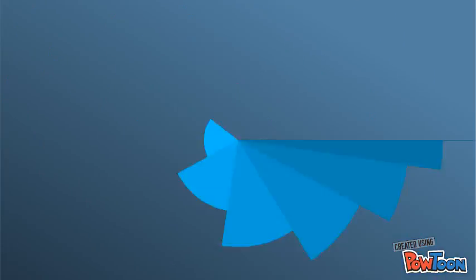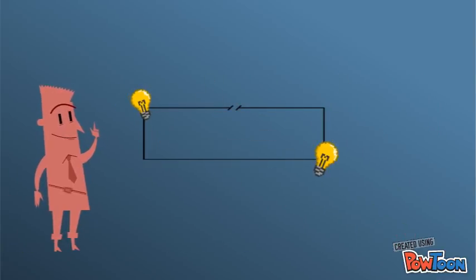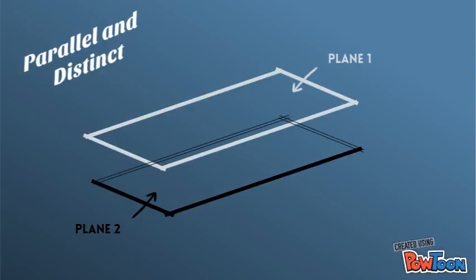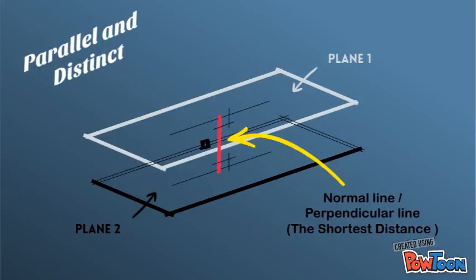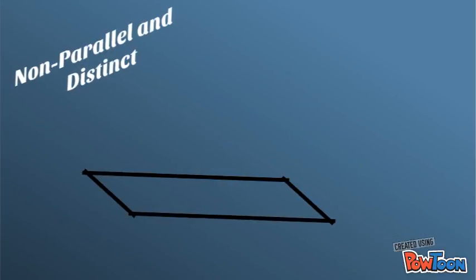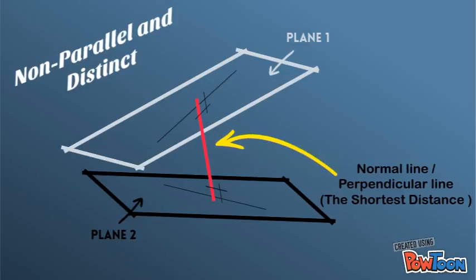Now, what are the distance cases that can define distance between two planes? The first distance case will be the parallel and distinct case. Say you are given two planes, plane 1 and plane 2, and they are parallel. The normal line that is formed between the planes will describe the shortest distance. This is also true for non-parallel and distinct planes, meaning the direction vectors on the planes are not scalar multiples of one another. The same concept applies here as well, as the normal line that is formed between the planes would describe the shortest distance.